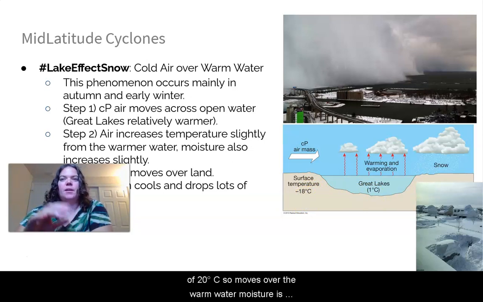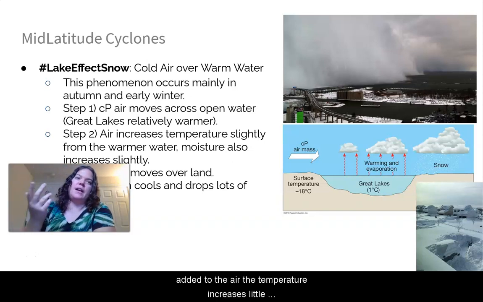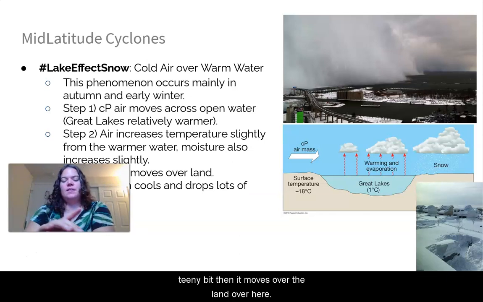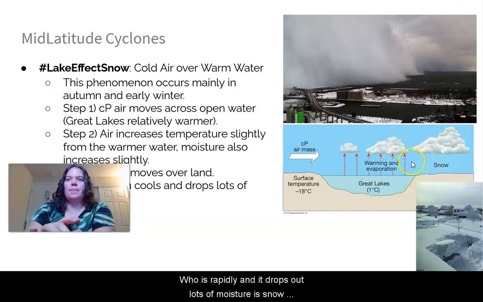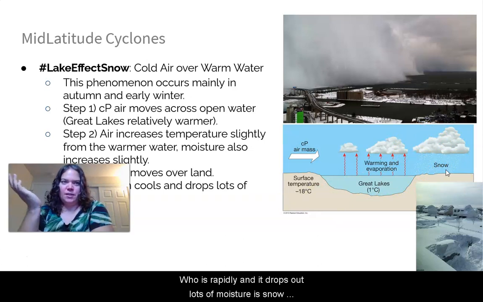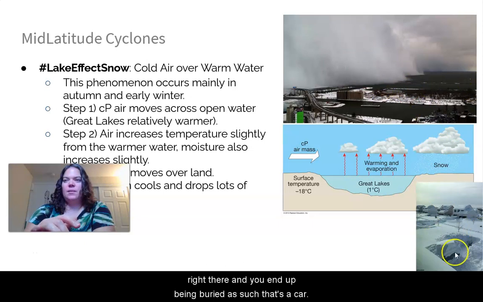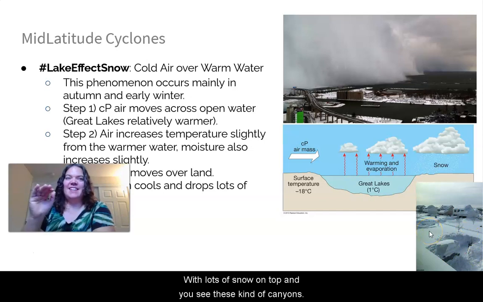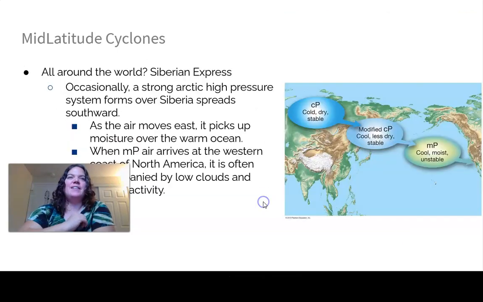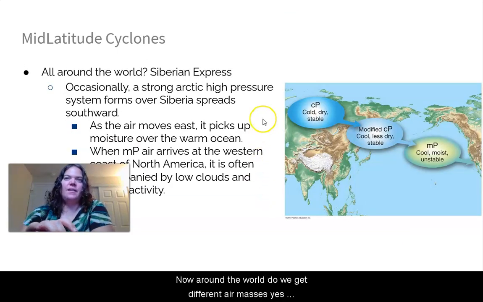So it moves over the warmer water. Moisture is added to the air. The temperature increases a little teeny bit. Then it moves over the land over here, cools rapidly, and it drops out lots of moisture as snow. So this is kind of what they look like. There's a snow squall right there, and you end up being buried as such. That's a car with lots of snow on top, and you see these kind of canyons, right? So they have to make tunnels to get out of their house.